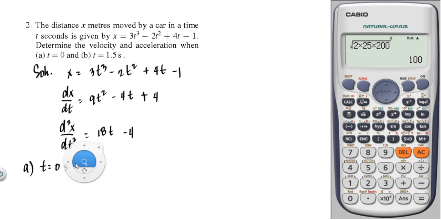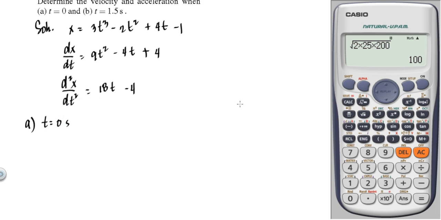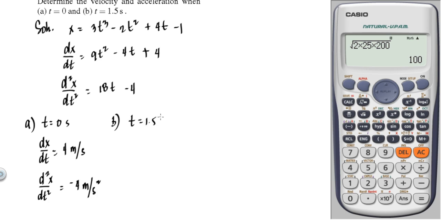Okay? When time is 0, what is the velocity? Edi lagay lang natin yung value ng 0 doon sa mga t. So, we have dx over dt equals 0 na yan. 0 na rin to. Answer is 4, 4 meter per second. Okay? This is the velocity. How about the acceleration? That is d square x over dt square. So, plug in 0, we have negative 4, 4 meter per second square. Yes. How about B, when time is 1.5?